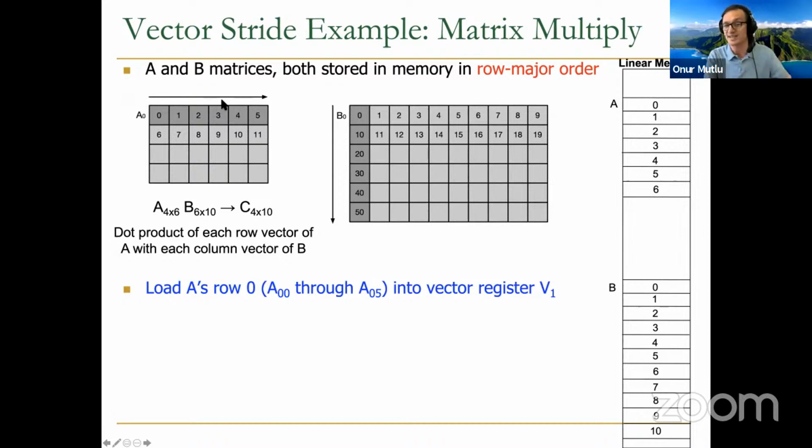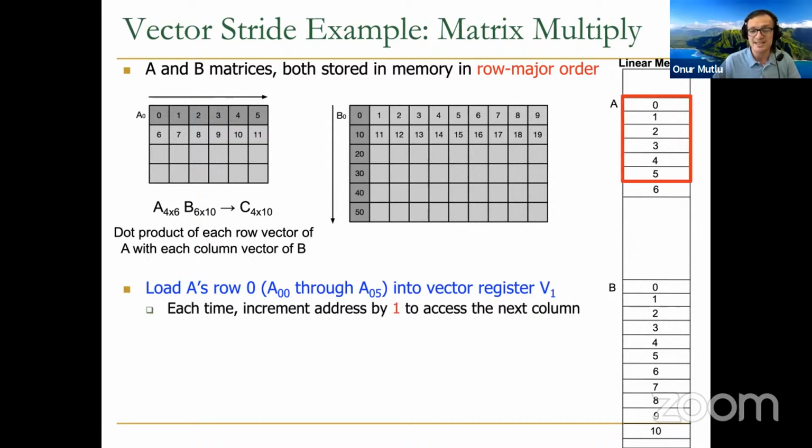So your vector length is 6 in this case. So basically, you take those 6 consecutive things. Each time you need to increment the address by 1 to access the next column, as you can see. And access has a stride of 1, which is nice.